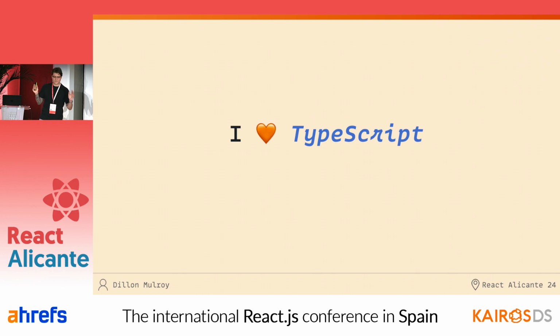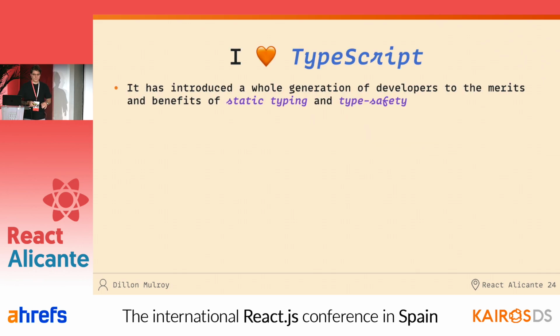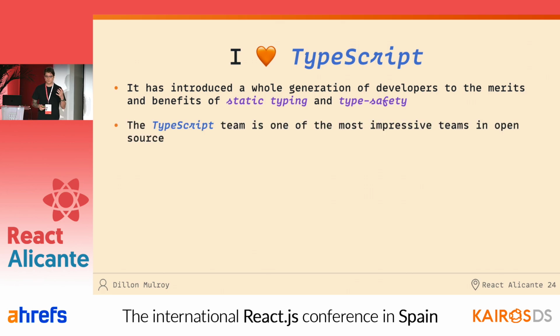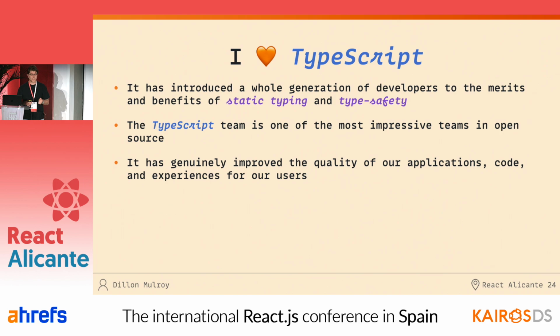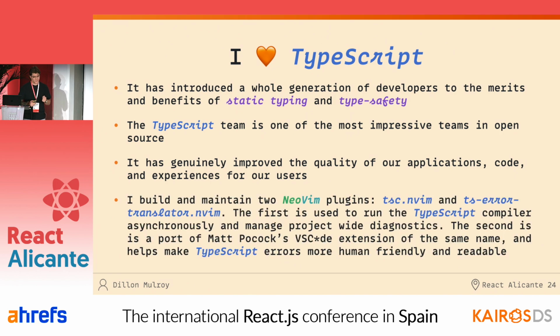That being said, despite all this, I love TypeScript. I've built my career off TypeScript. I write TypeScript every single day. It has introduced a whole generation of developers to the merits and benefits of static typing and type safety. The TypeScript team is one of the most impressive teams genuinely in open source. It has improved the quality of our applications, code, and experiences for our users. And if that doesn't convince you, I maintain two Neovim plugins. I use Neovim, by the way. tsc.nvim and ts-error-translator.nvim. The first is used to run the TypeScript compiler asynchronously and manage project-wide diagnostics. The latter is a direct port of Matt Pocock's VS Code extension of the same name and helps make the lovely TypeScript errors a little bit more human-friendly and readable.